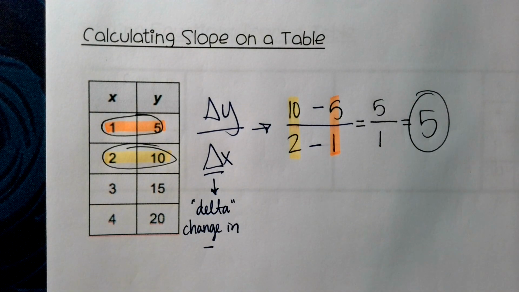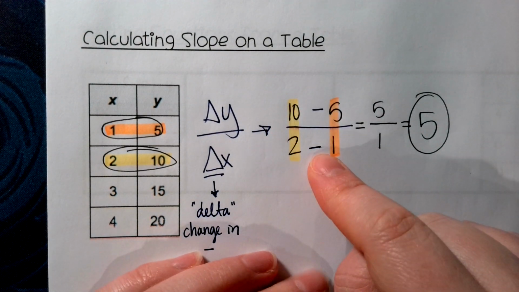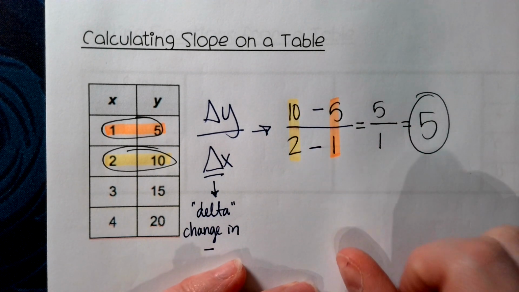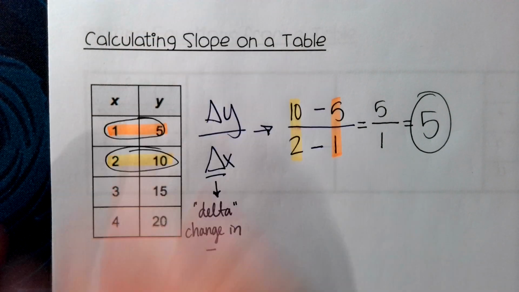And there's our slope. The hardest part is making sure that you get them set up correctly. I can't stress it enough. Make sure your y's are up top, your x's are on the bottom. Cover up your numbers to help you see which ones you need to use.